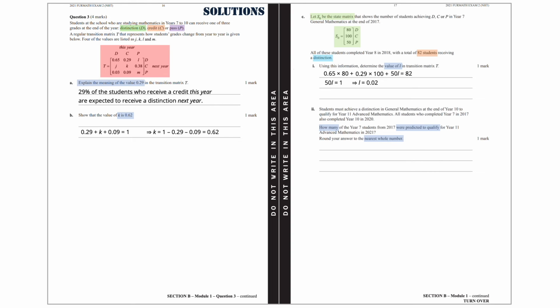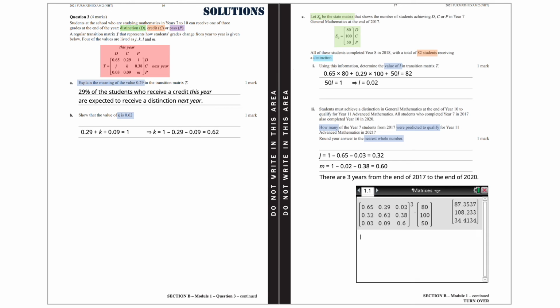First of all, we can calculate the value of J. J equals 1 minus 0.65 minus 0.03 equals 0.32. And M equals 1 minus 0.02 minus 0.38 equals 0.60. There are 3 years from the end of 2017 to the end of 2020. Therefore, we are going to multiply the transition matrix to the power of 3 by the state matrix S0. And that gives us 87.3537 students, which is approximately 87 students.